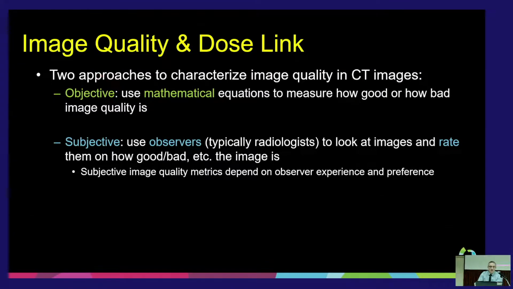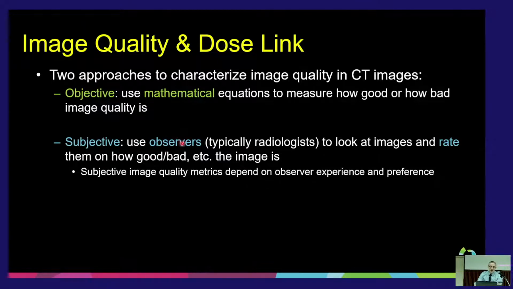There are two ways to approach image quality analysis. One is using objective tools, such as mathematics. We can use equations to draw ROIs and make calculations, and we can measure and say this image is 10% less noisy than that image, or this image is 10% sharper than that. It's objective, it's mathematical. Or we can use subjective.